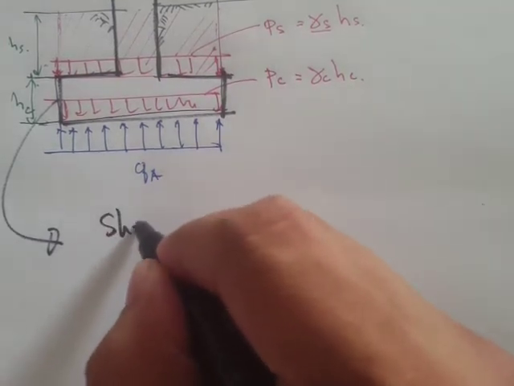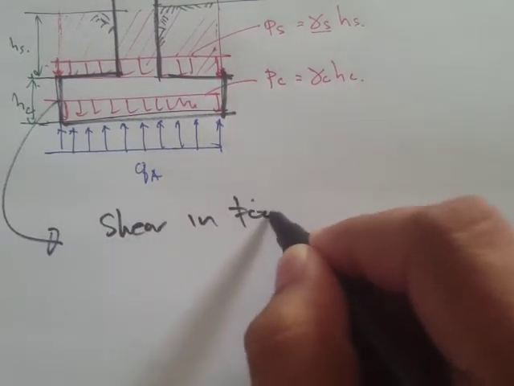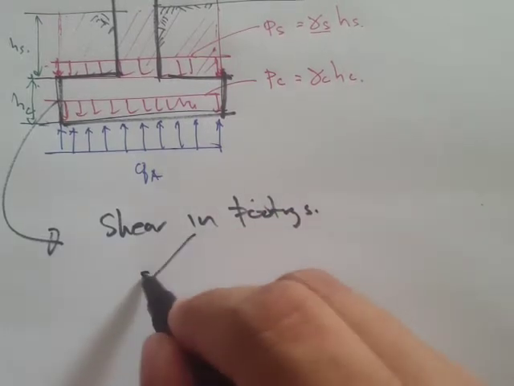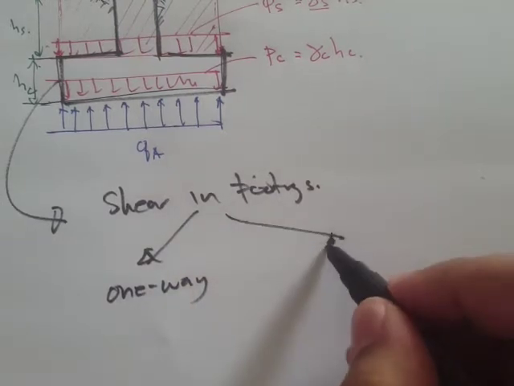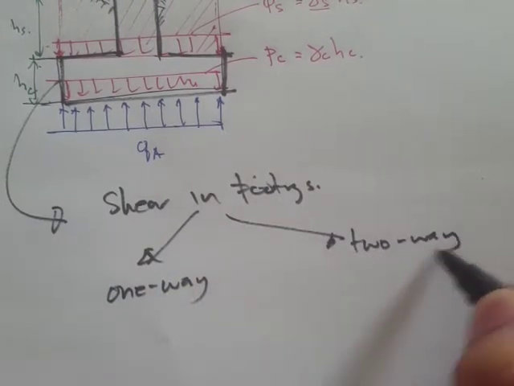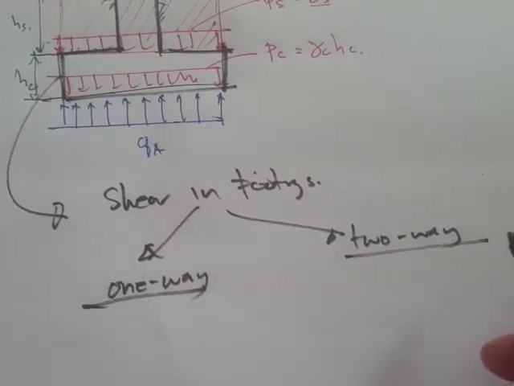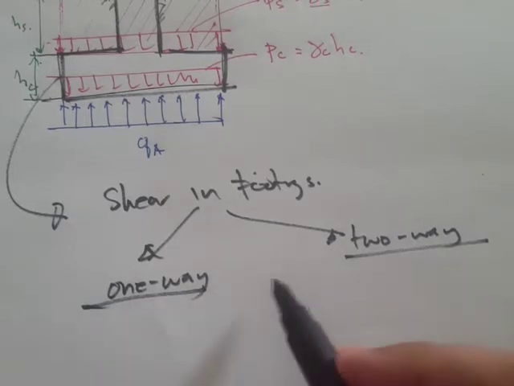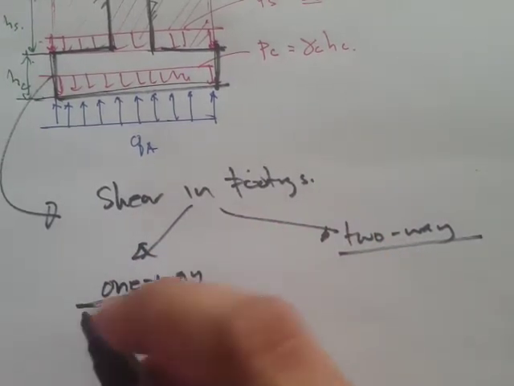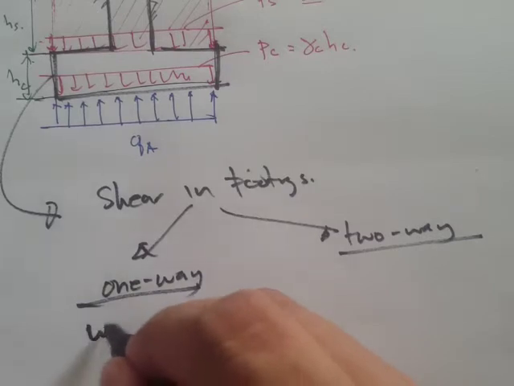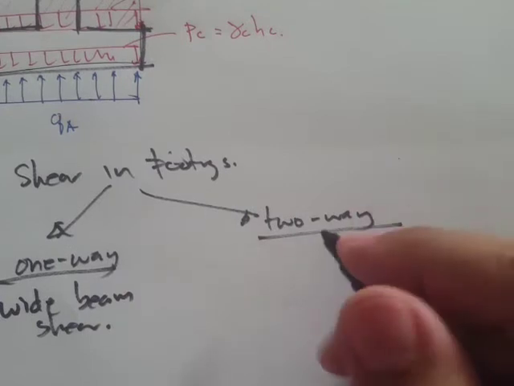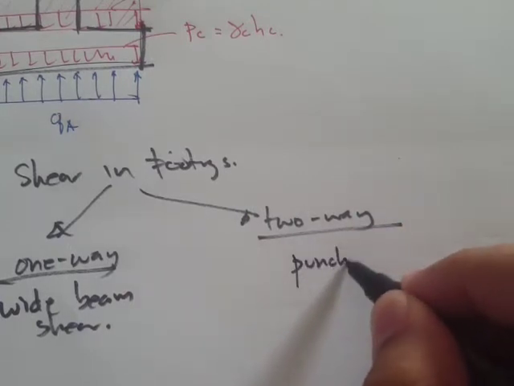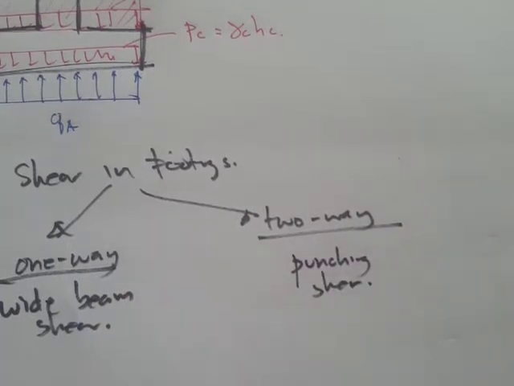Now for the shear in footings, we have two types of shears. One is called one-way shear and the other is called two-way shear. So it's different from the one-way slab or two-way slab. When I say one-way, another term for that is wide beam shear, and this one is referred to as punching shear.